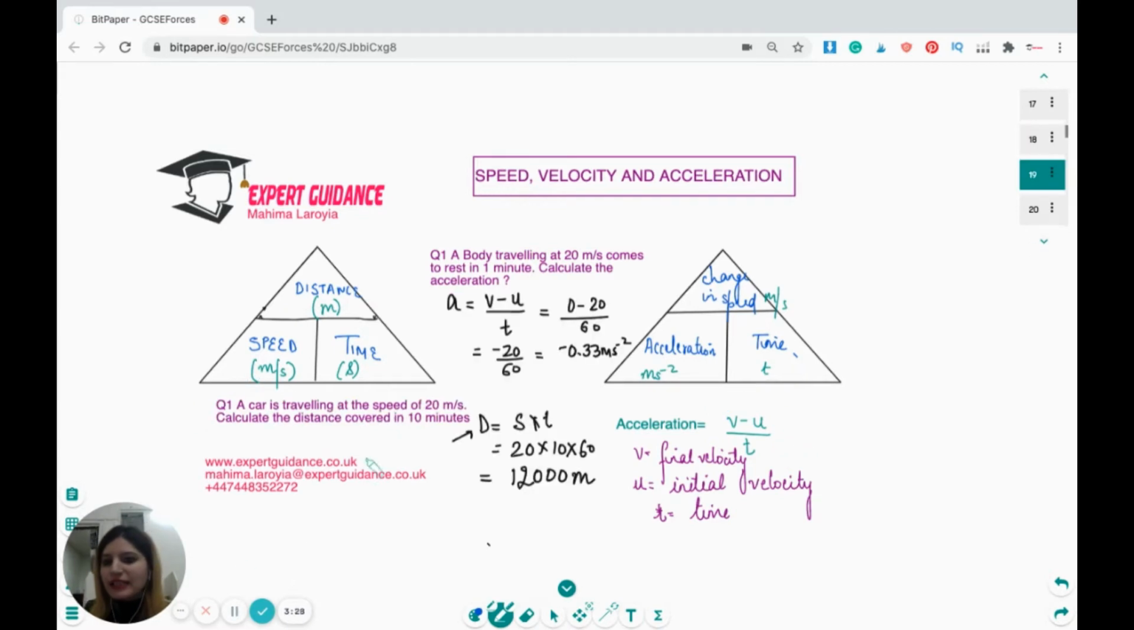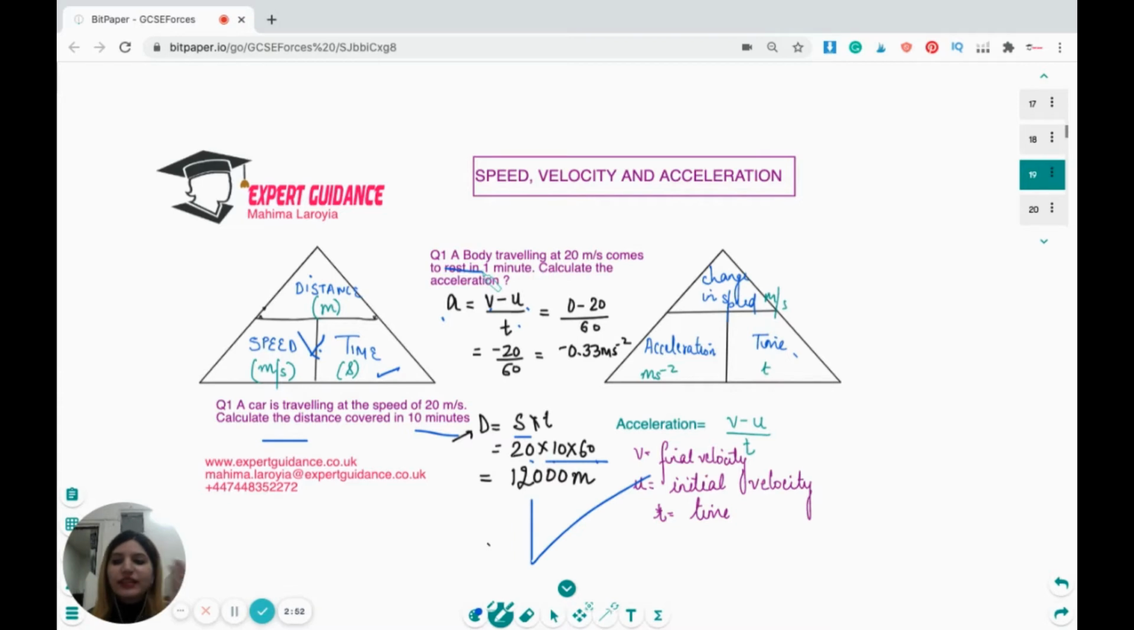All right, now let's look at the first question. They have given you the speed and the time is in minutes. But our triangle says that the time has to be in seconds. So we multiply 10 by 60 to get the time in seconds. And the formula is distance is speed times time. So we do 20 meters per second times 10 times 60, and we will get the distance of 12,000 meters. For the acceleration question, we know acceleration is final velocity minus initial velocity over time. In this case, the body comes to rest.